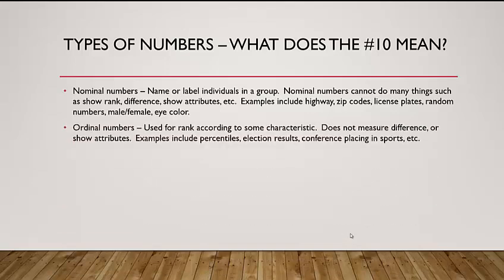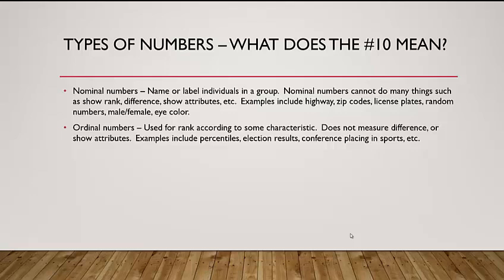The next level up, though, we have ordinal numbers, and here we do have some type of ranking according to a characteristic. It does not measure the difference or show attributes, though, of what we're talking about. Some examples of ordinal numbers might be percentiles. If you're at the 98th percentile, it doesn't tell us necessarily how high you're up from the 97th percentile, what the differences there are or what the attributes were that made you the 98th.